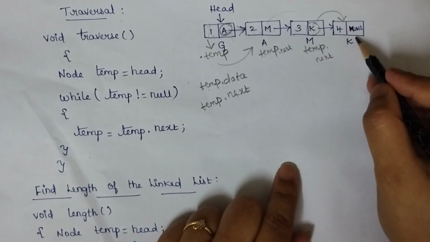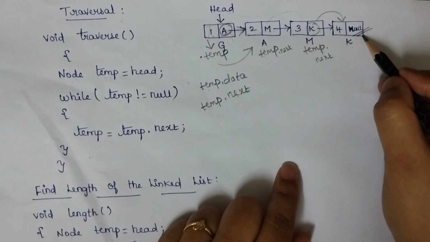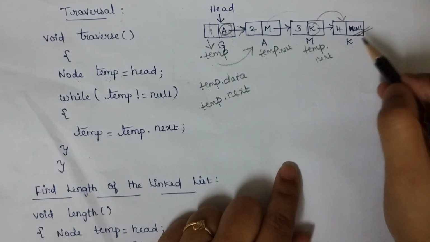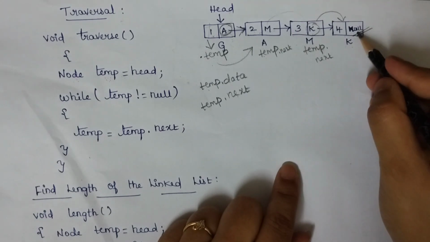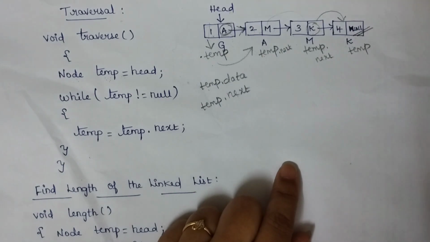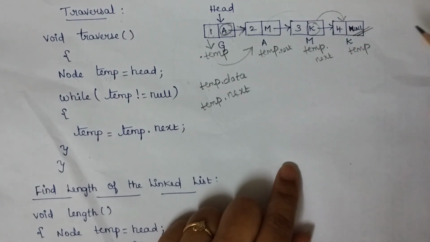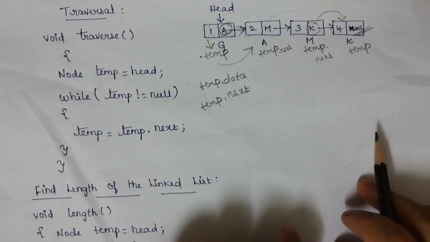Likewise, you are going to traverse all the nodes of a linked list until your temp.next becomes what? Null, because null always indicates the end of the list. That is the last node. After that you don't have any node, so you don't want to traverse, right? So you are going to stop this process when you reach null. When what reaches null? When temp reaches null. Until your temp becomes null, you are going to do the same process. You are going to do this process iteratively.